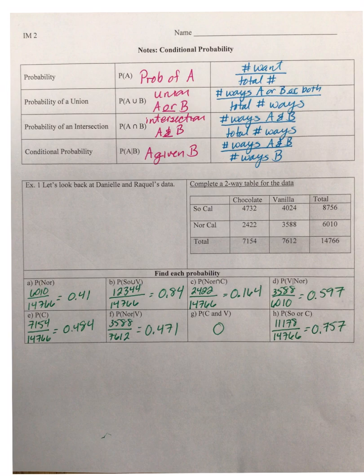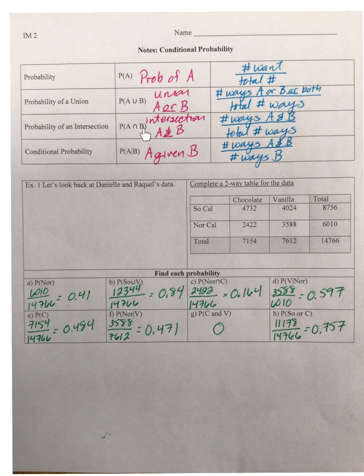Then we have three things: union, intersection, and conditional. So union is this U shape, A union B. It means A or B. But in math, "or" is A or B or both. So it's the number of ways to get A or B or both over the total number of ways.